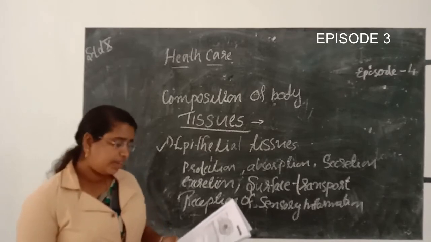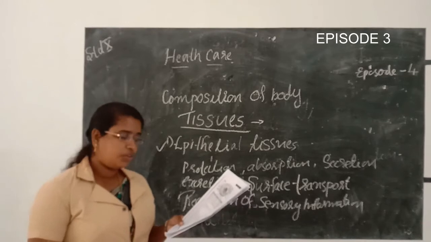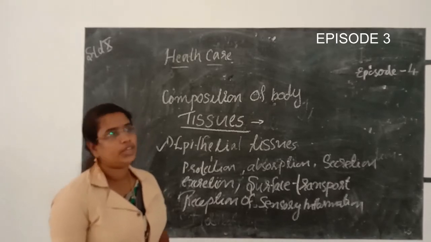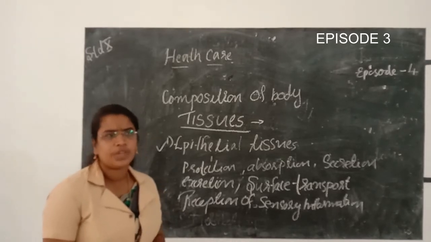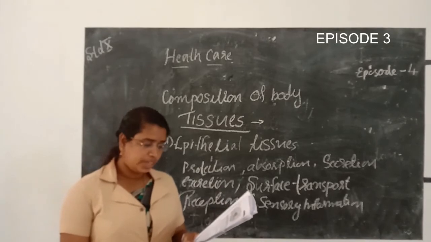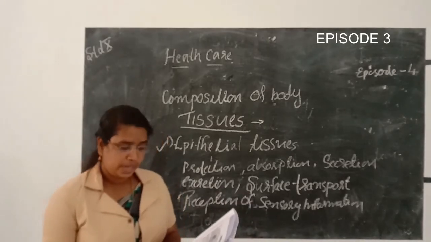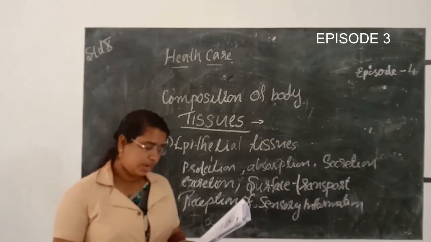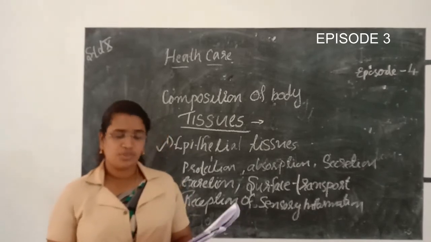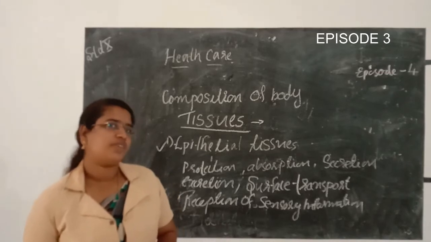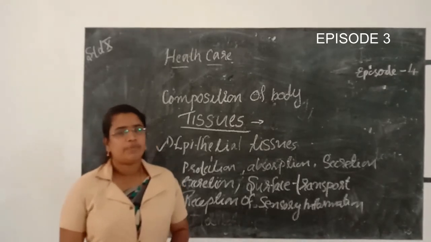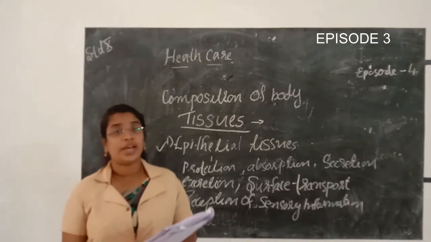Next, a gland is one or more epithelial cells specialized to produce and discharge substances. We discussed the endocrine glands and exocrine glands in our lower classes, especially in 8th standard. What are the substances from a gland? Yes, that is hormone. There are two kinds of gland, endocrine glands and exocrine glands.